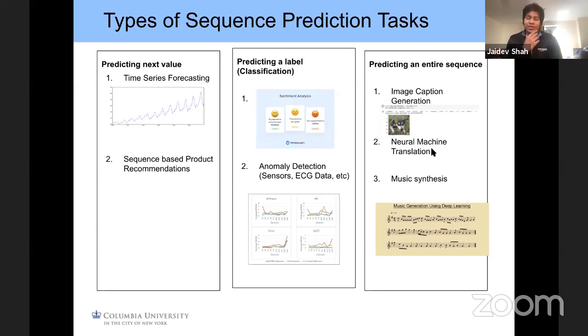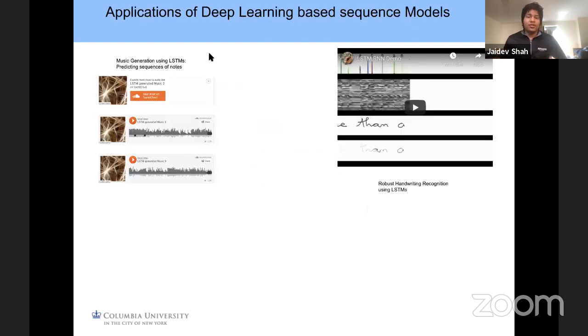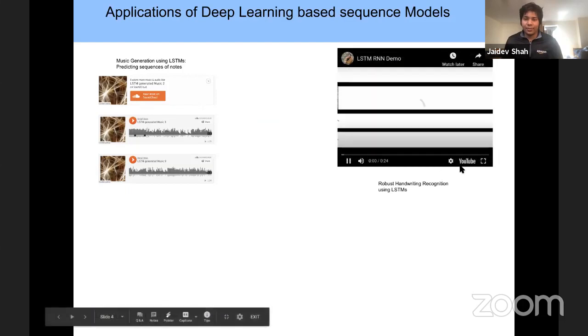And then neural machine translation, so going from English to Gujarati or French to English, is also a sequence prediction task. And music synthesis, of course, you're predicting an entire sequence of notes. So, okay. Here's a more entertaining example. So here's handwriting recognition.